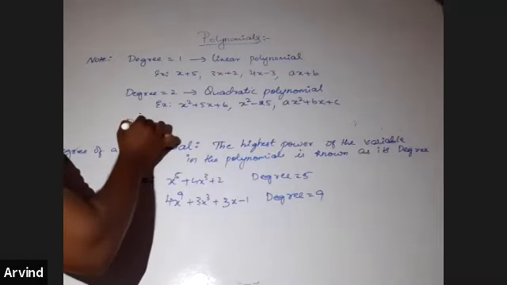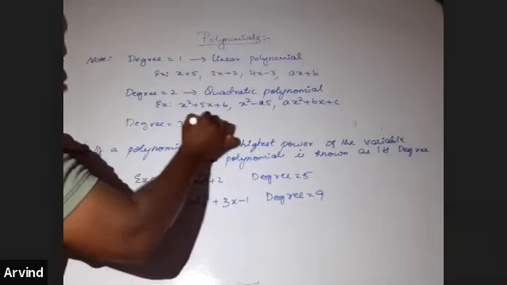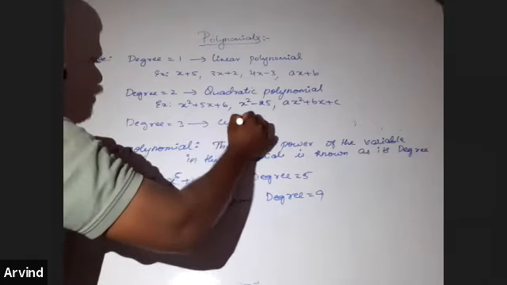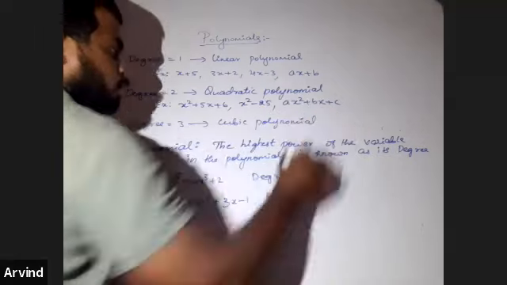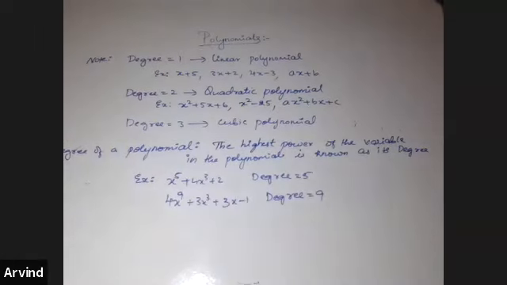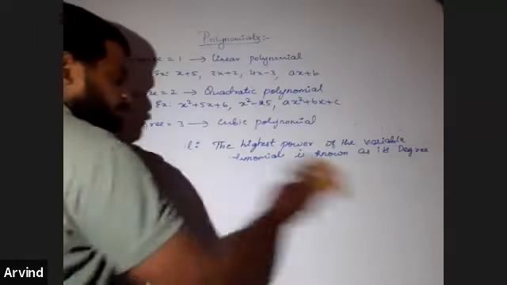Okay, and if the degree is 3, we call it a cubic polynomial. We call it a cubic polynomial.